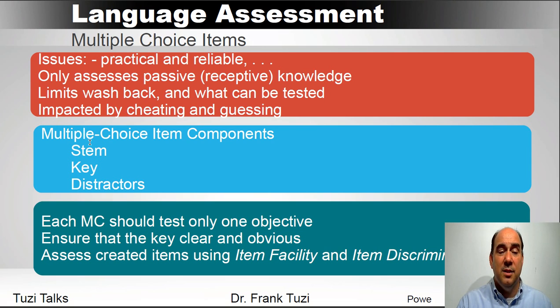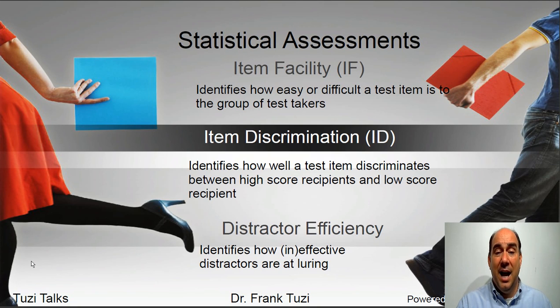Each multiple choice should test only one objective. So each question that you have should only be looking for one objective, okay? That seems kind of obvious, but again, if you're developing tests and you've never done it before, you just need to make sure you're only testing one thing. Ensure that the key is clear and obvious, okay? And then assess created items using item facility and item discrimination. Analyze the questions that you make. Are they good questions? You can do that using the statistical analysis of item facility and item discrimination.